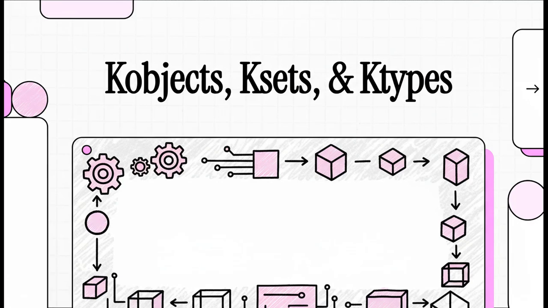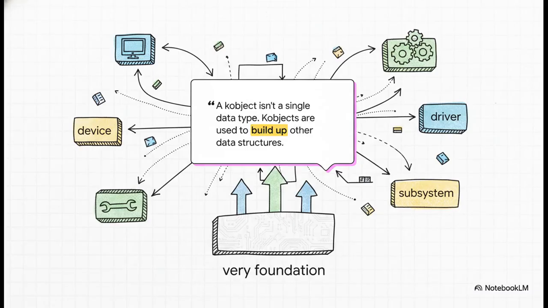Welcome to the Explainer. Today, we are diving deep into the Linux kernel to explore the invisible scaffolding that holds the entire device model together. That's right, we're talking about Kobjects, Ksets, and Ktypes, the core building blocks that manage, well, basically every piece of hardware you've got. And this quote from kernel maintainer Greg Kroah-Hartman absolutely nails it.